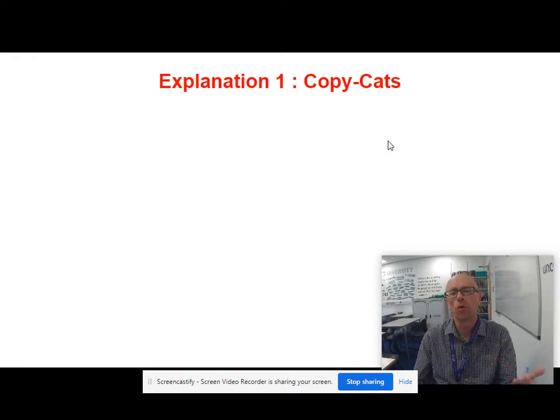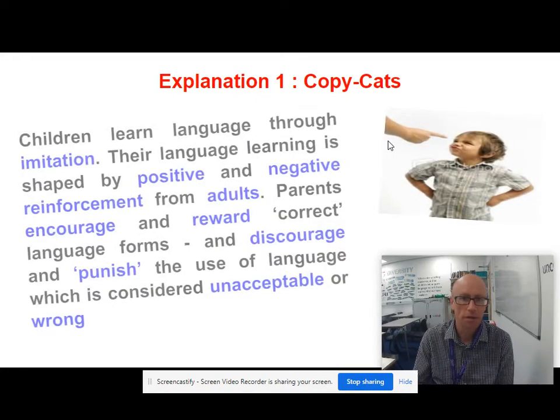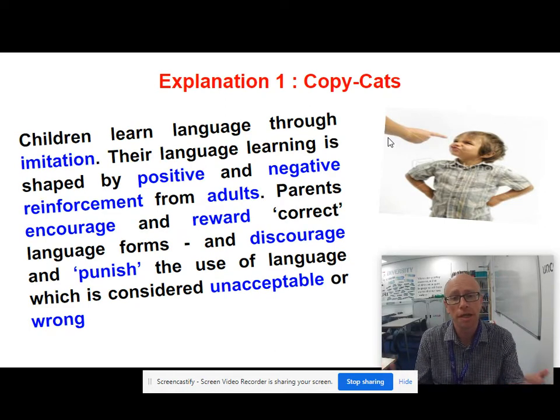Right, explanation one, copycats. Children learn language through copying, through imitation. It's as simple as that. Their language learning is shaped by the adults around them who give them positive and negative reinforcement. So children listen, they imitate what adults say, and of course parents encourage and reward correct language forms by answering their questions or responding to their requests, and they discourage and punish the use of language which is considered unacceptable or wrong. So they'll ignore them, or they'll misunderstand them, or they won't get that orange juice from the fridge. So children are essentially copycats.